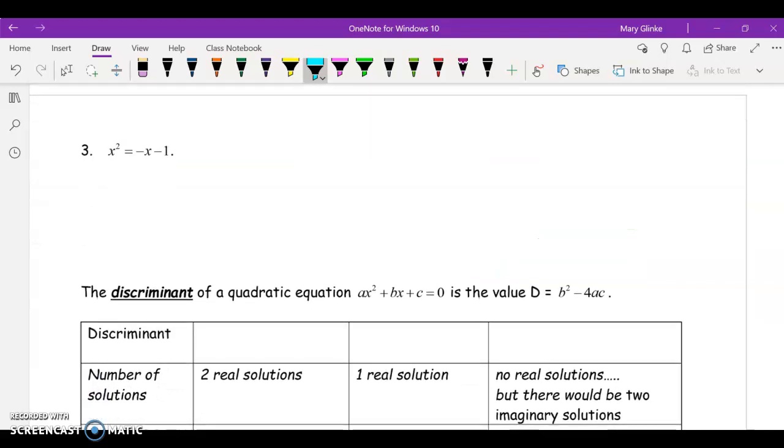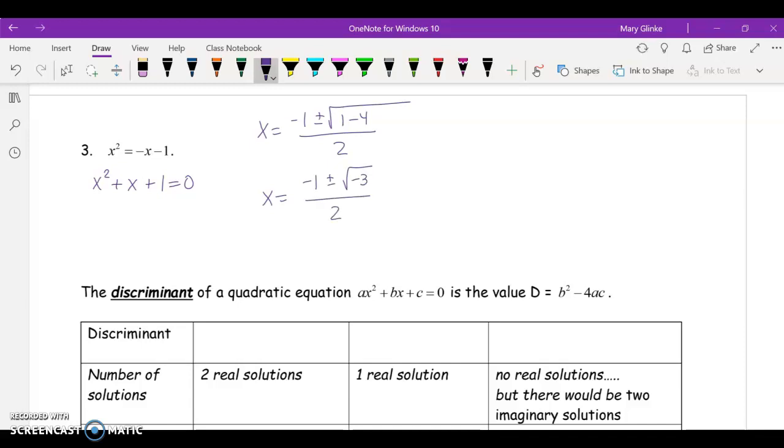So let's take a look at one more over here. So we're going to get everything to one side. X squared plus x plus 1 equals 0. X equals negative b plus and minus the square root of b squared minus 4ac all over 2a. So in this case, we end up with a negative 3 under our radical. And before this year, you would have looked at that and said no real solution, which is true. It's not a real solution.